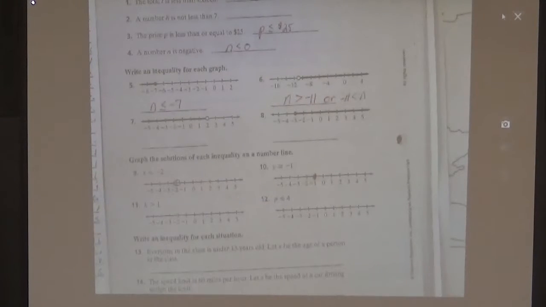Which way should we shade? It says x is less than negative 2. Point the direction we should shade. Which direction should we shade? Point the direction we should shade. Do you know? Good. Melina, which way should we shade? That way? Yeah, which way is that way? Left. Good. To the left.